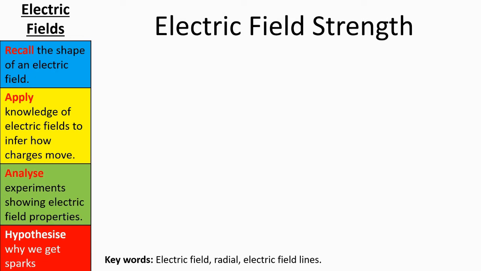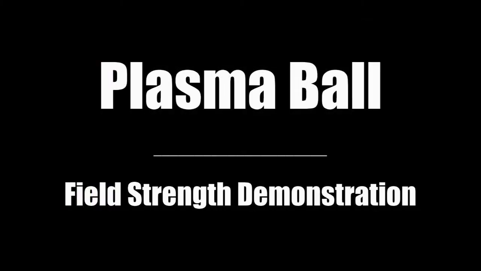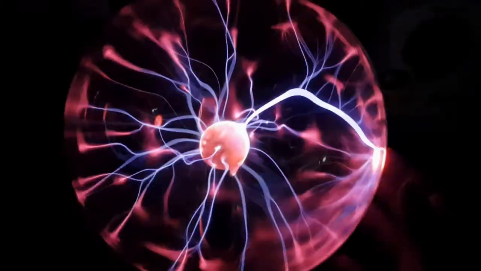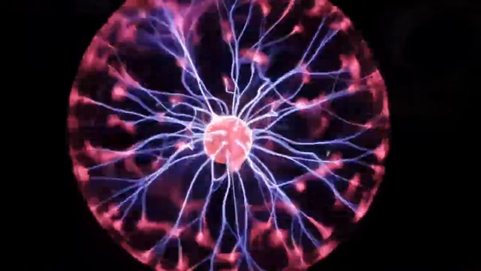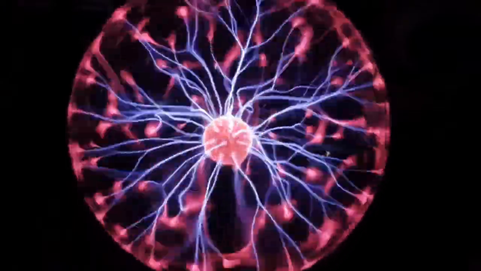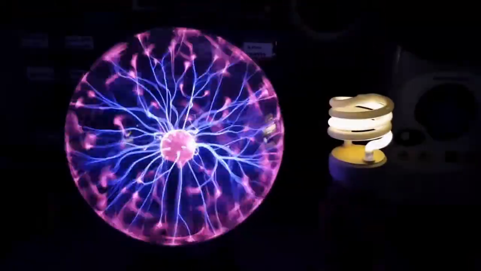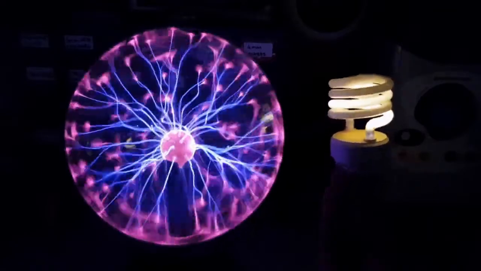In addition to the shape of the field, you need to also know about the electric field strength. Watch the demonstration, make sure you pay attention, and we'll be assessing you afterwards. This is a plasma ball. It generates an electric field that extends beyond the glass. If you hold next to it a fluorescent bulb, you can clearly see that the electric field is strong enough to excite the atoms inside the bulb, making it glow.